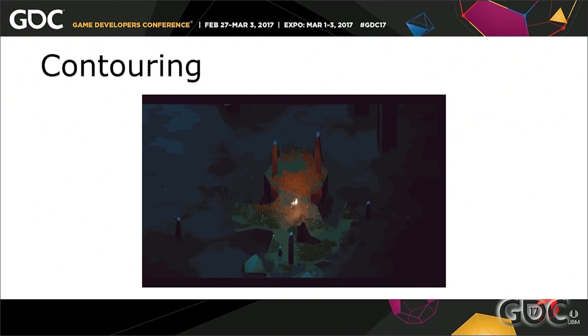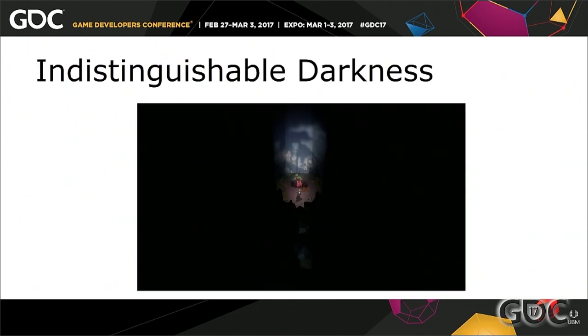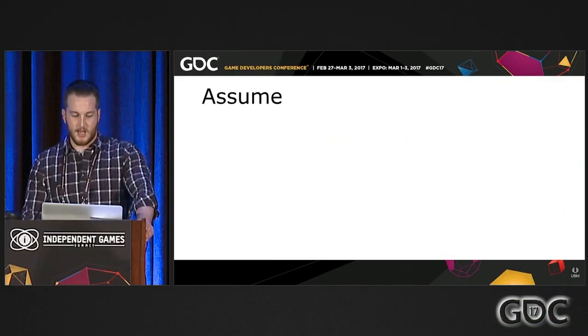So this is an example of contouring. You can see that there's spaces of very clear areas where there's banding or segmenting of the visual space, which is bad. We don't want that. Here is a screenshot which is very, very dark, but we want it to be very, very dark, so we want to make sure that it is intentional.